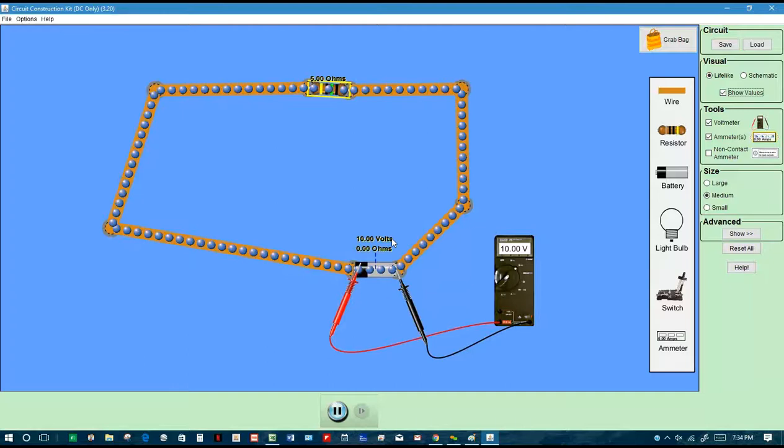How much current should flow in the circuit? The resistance of the resistor is 5 ohms, and the voltage on the battery is 10 volts. How much current should we get in the circuit?